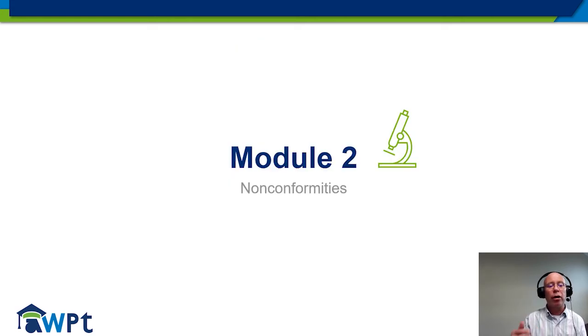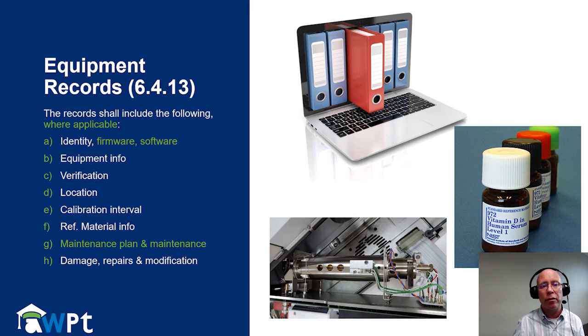So now we're going to look at 3 of the top 10 non-conformances that A2LA has identified in the last couple of years. The first one is equipment records, and just so that you understand, it says here in 6.4.13 that records shall include the following, where applicable. There's one of those weasel phrases I was talking about. A, the identity of the equipment, including software and firmware version.